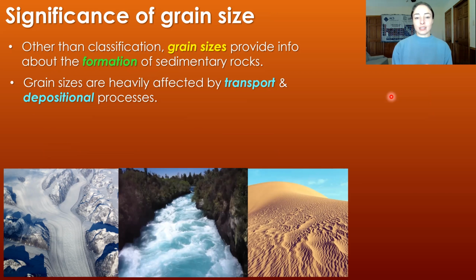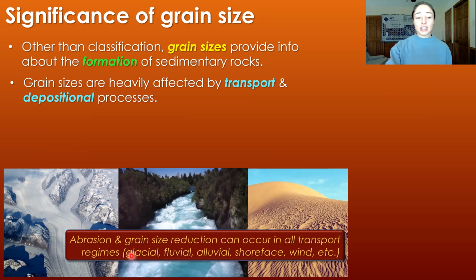So we don't just use grain sizes to classify different rocks. We can also use grain sizes to really understand the formation processes that went into forming these rocks. And grain sizes are heavily affected, like I just mentioned, by transport and depositional processes. Abrasion and grain size reduction can occur in all transport regimes, not just fluvial, but also glacial transport regimes. Glaciers can pick up and carry sediment, and they can abrade the sediment beneath them. And alluvial transport regimes, shore phase transport or swashing in the swash zone, and wind transport, and more. Basically, any depositional environment with whatever transport process they have abrades grains and affects their size.